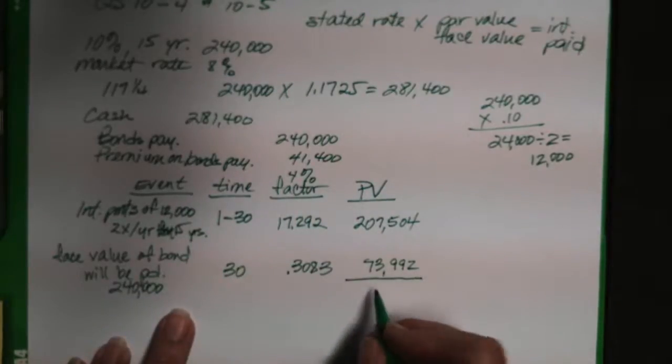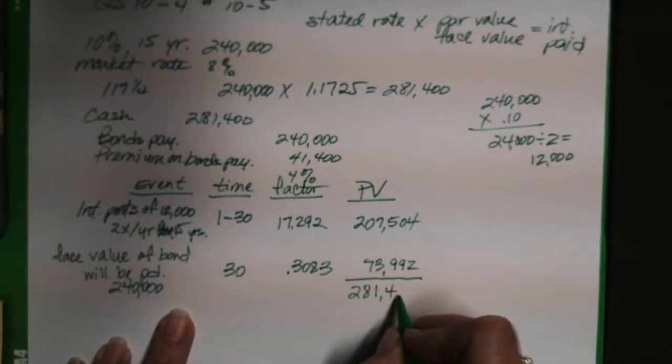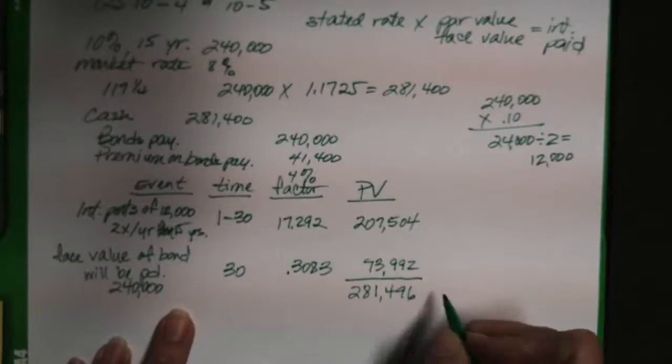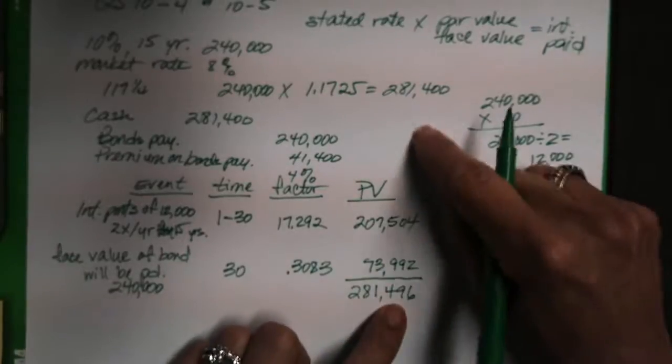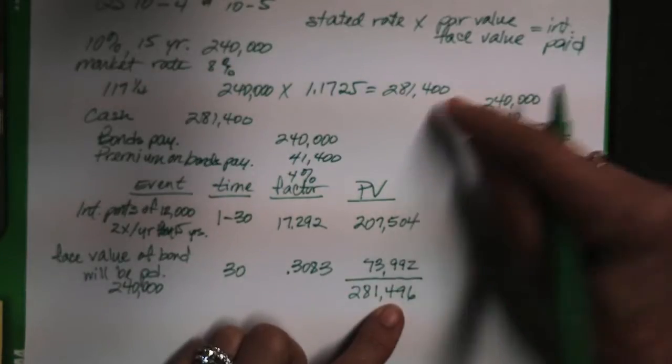So, voila, we end up with a value of these bonds of $281,496. So they issued them pretty darn close to what they are truly worth. Okay? That's it for that problem.